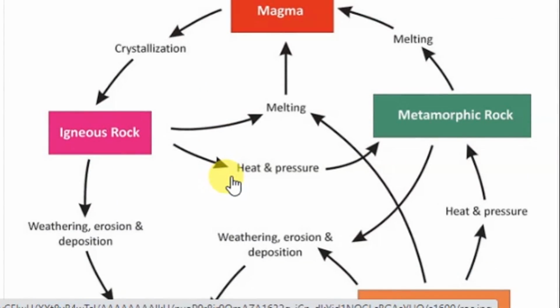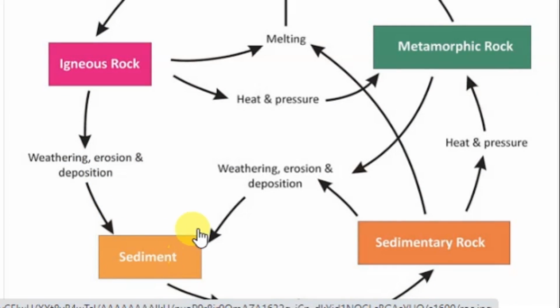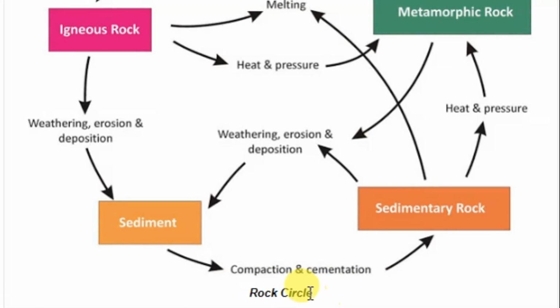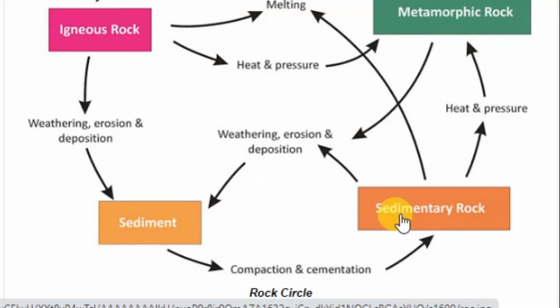You can see in this diagram we have magma here, and magma undergoes crystallization. It means eruption occurs, and crystallization forms igneous rock. But igneous rock can undergo weathering, erosion and deposition. This will form sediments, and these sediments can undergo compaction and cementation, so we form sedimentary rocks. Now, sedimentary rocks, if subjected to heat and pressure, can form metamorphic rock. Even igneous rock, when subjected to heat and pressure, forms metamorphic rock.